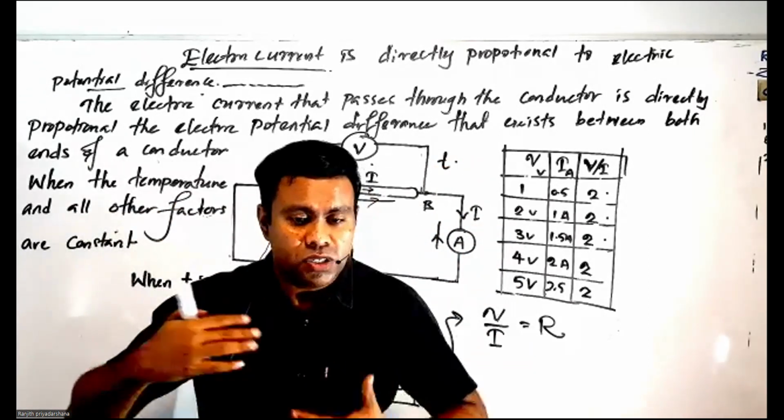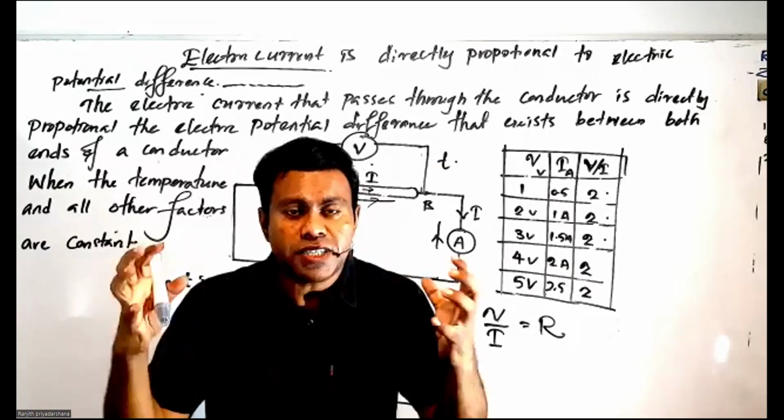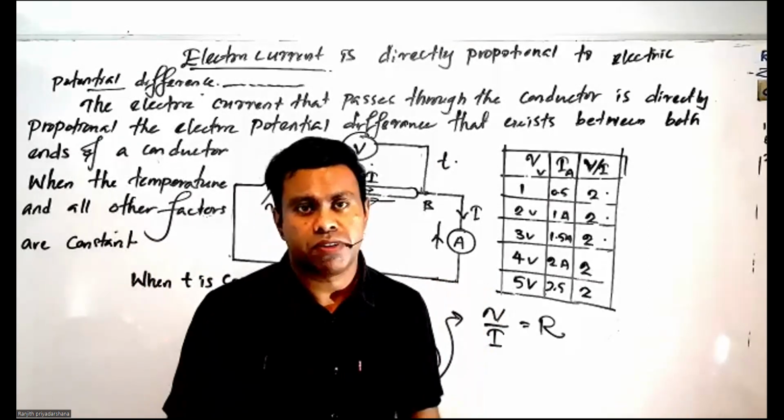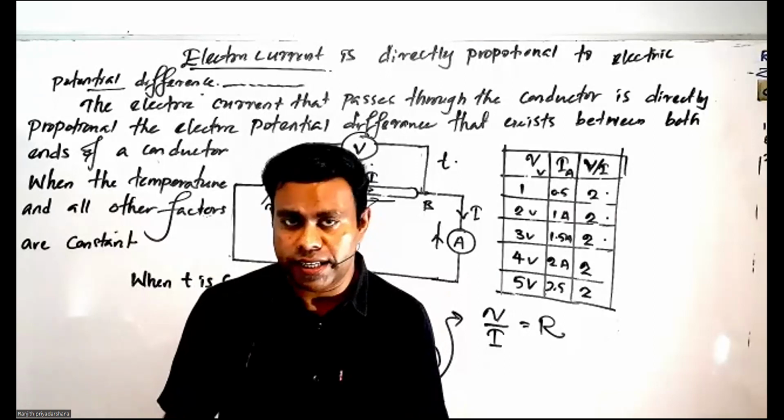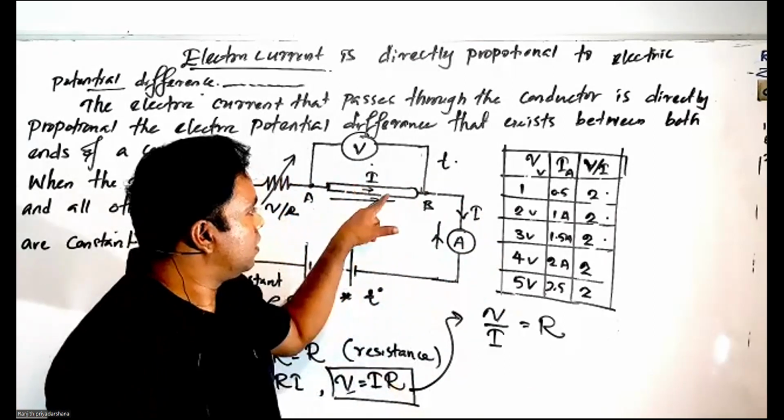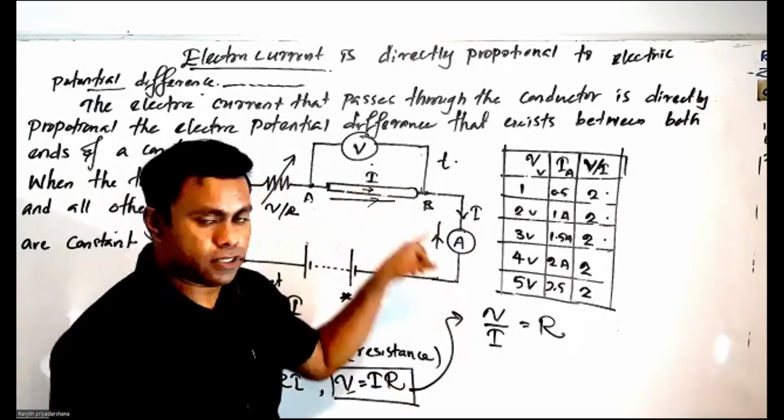If the temperature is very high, the atoms inside start to oscillate at a high rate, then it disturbs the flow of electric current.